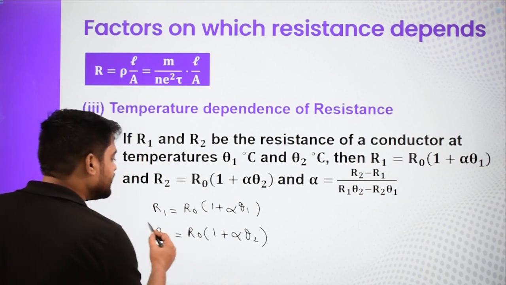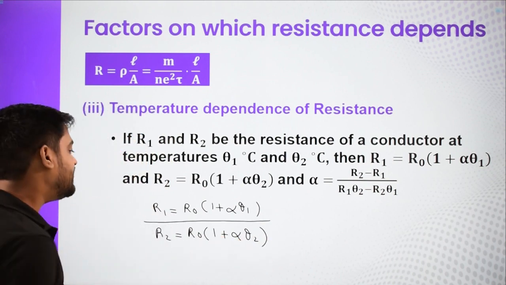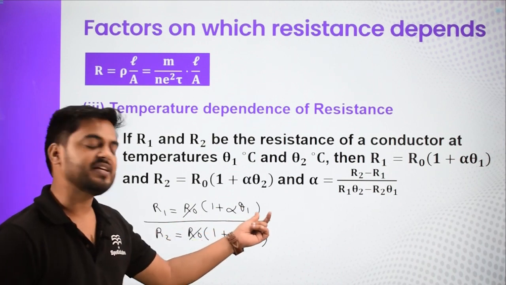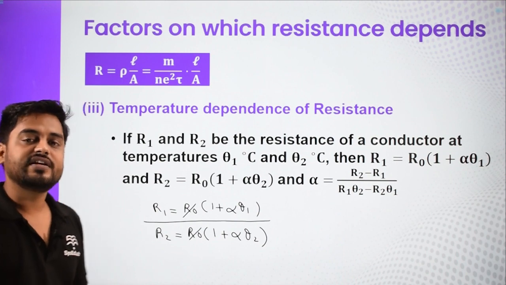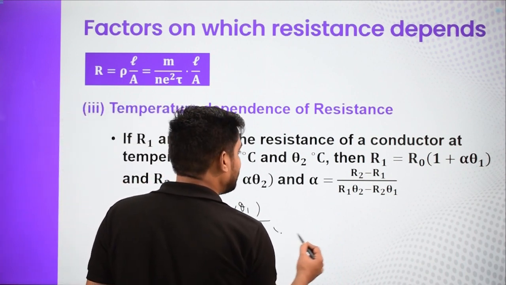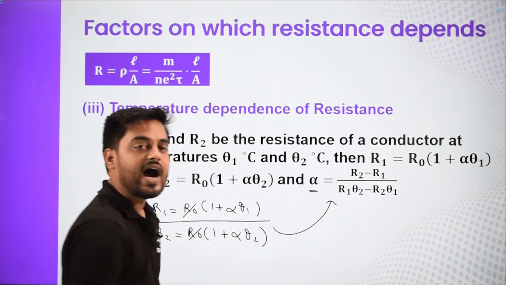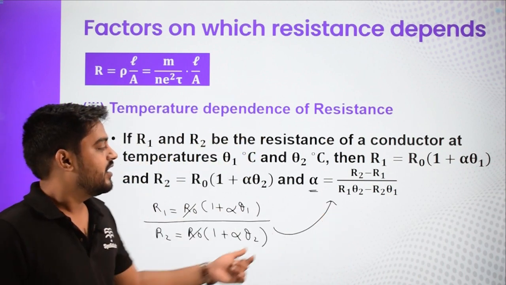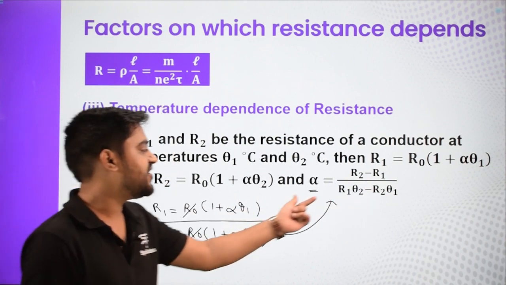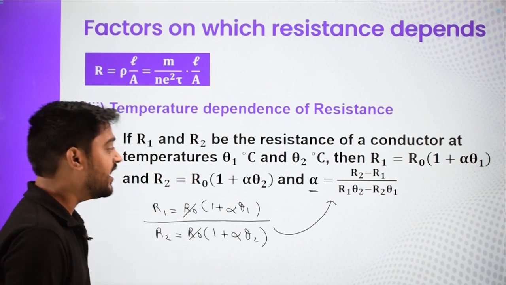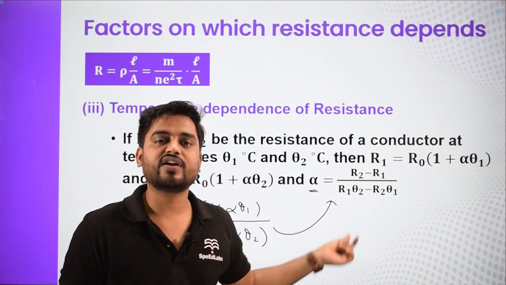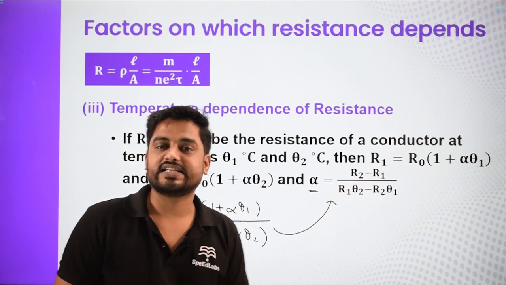And now what I am going to do is simply divide them. When you divide them, R0 is gone. And now we get R1 upon R2 is equal to (1 plus alpha theta 1) upon (1 plus alpha theta 2). So I can basically do componendo and dividendo. Once I do that and solve it for alpha, I get alpha is equal to (R2 minus R1) upon (R1 theta 2 minus R2 theta 1). So this is the expression for alpha, and it can also be used to find one of R1 or R2 or one of the temperatures if it is missing.